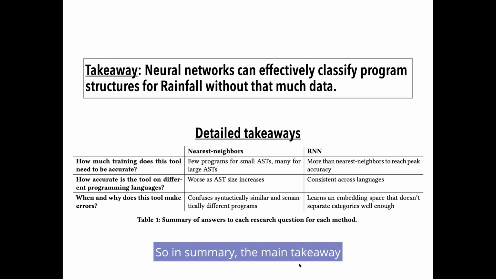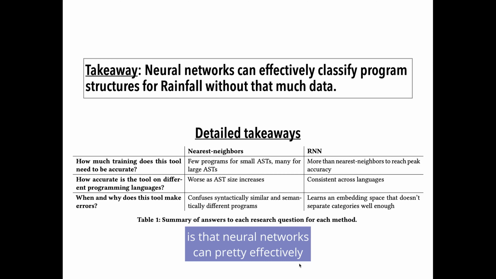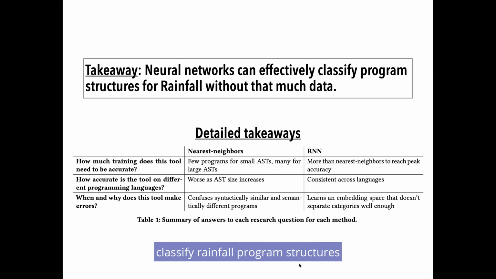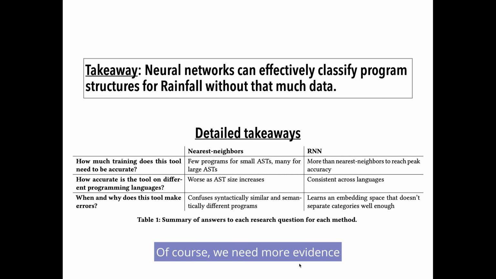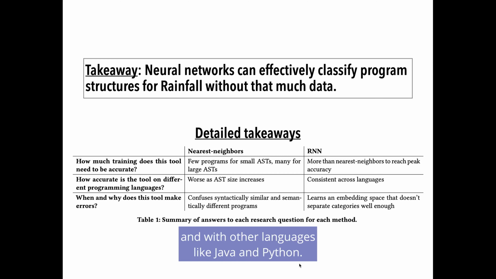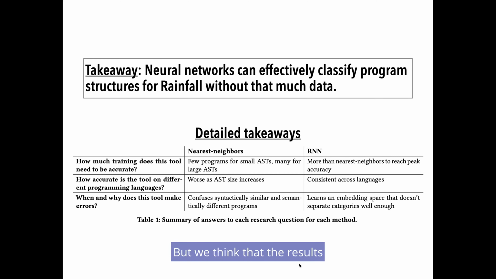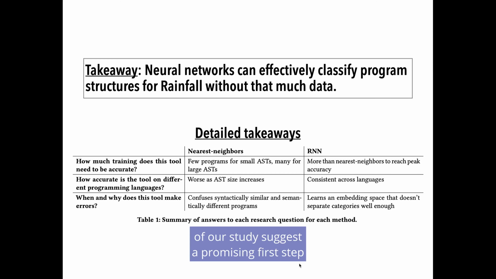So, in summary, the main takeaway is that neural networks can pretty effectively classify rainfall program structures without too much training data. For small data sets like 50 or fewer programs, this approach probably doesn't make much sense, but for larger data sets, this approach has real promise. Of course, we need more evidence for programs beyond rainfall and with other languages like Java and Python, but we think that the results of our study suggest a promising first step towards automating program structure analysis.